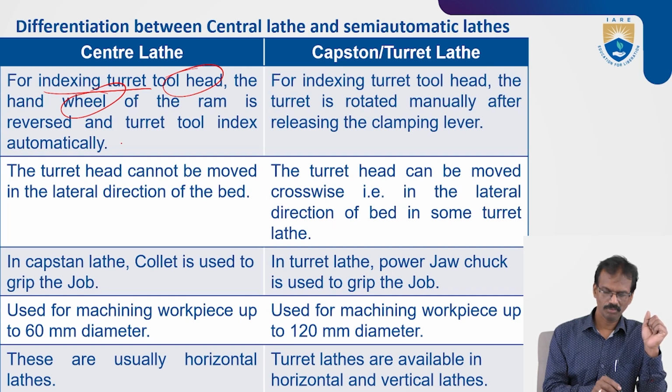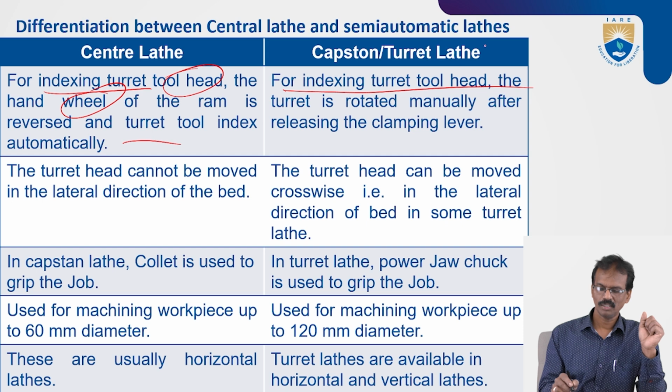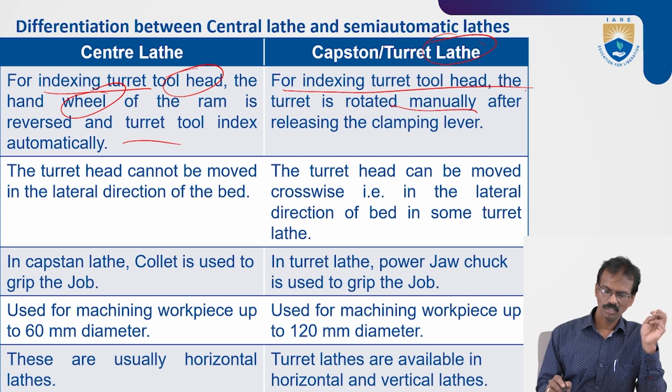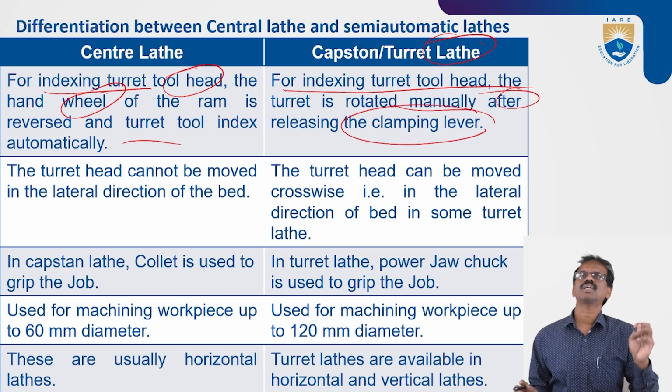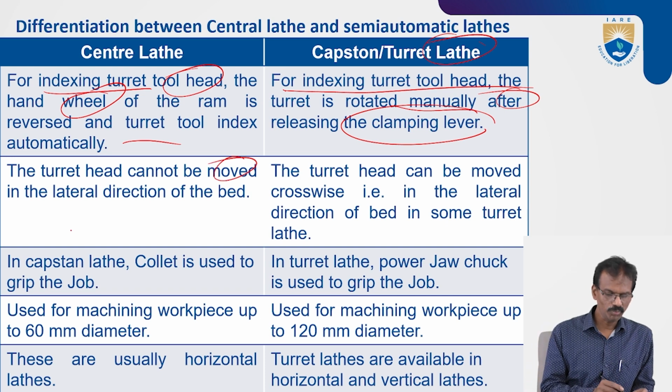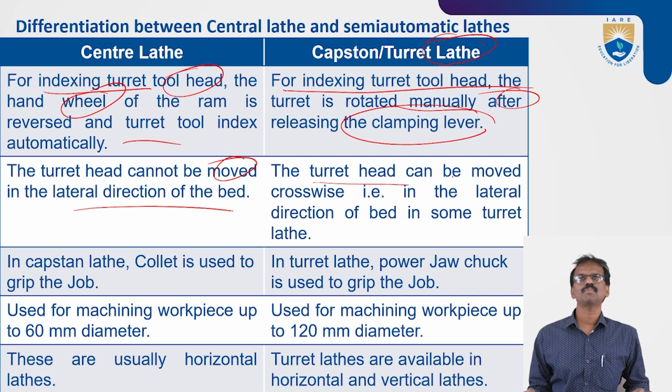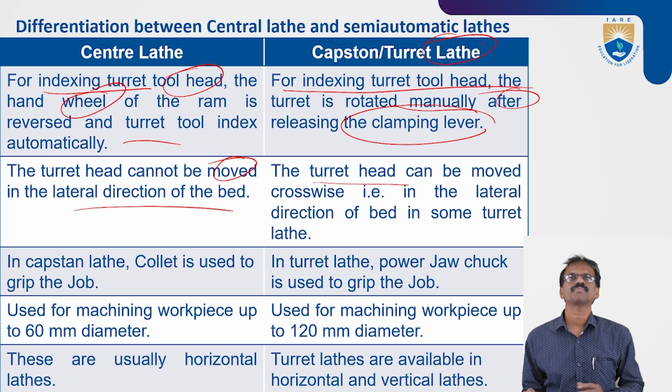Okay, but in the case of a turret lathe machine, this is the indexing turret tool head. The turret is rotated manually after releasing the clamping lever. The turret head cannot be moved in the lateral direction of the bed, but here the turret head can be moved crosswise also. Okay. Because it is mounted on the ram, it moves in the longitudinal direction.